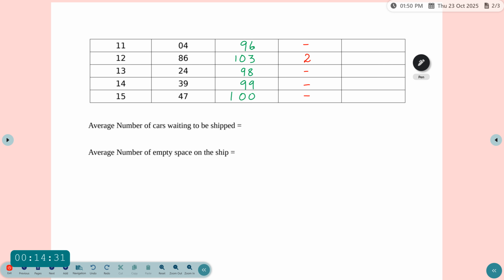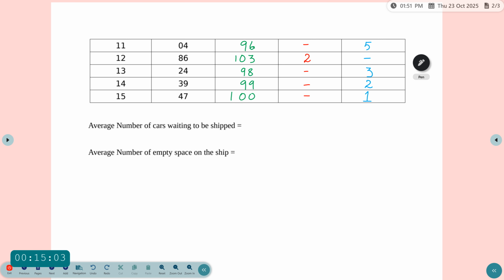So 96 is less than 101, so 101 minus 96 equals 5. Okay, 98: 101 minus 98 equals 3. 101 minus 99 equals 2. 101 minus 100 equals 1. So these are all the values of number of cars waiting and number of empty spaces.